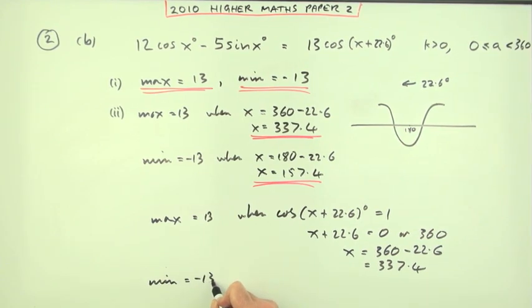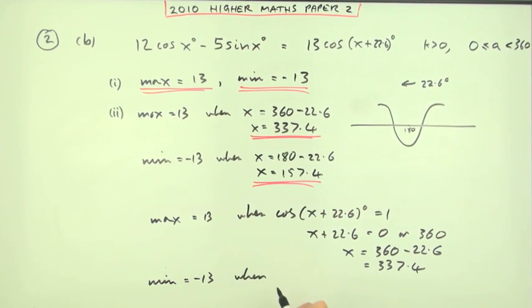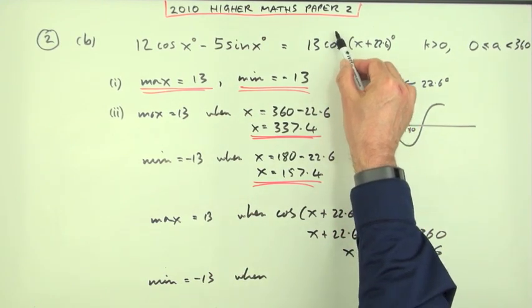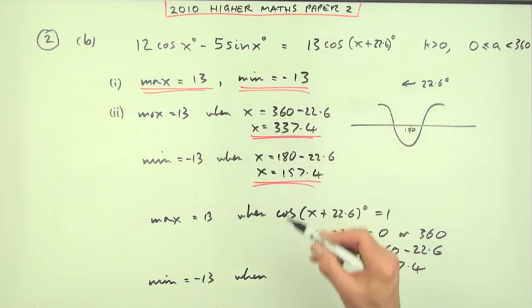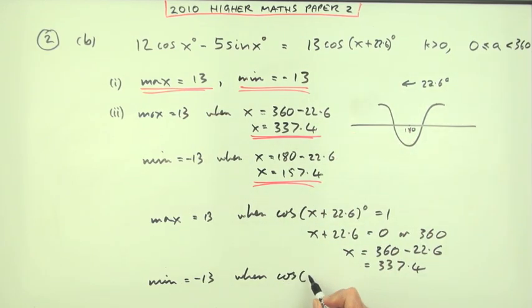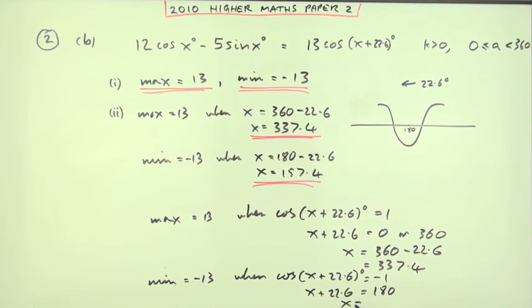And similarly for the minimum. Say, oh, the minimum's negative 13. How could that possibly happen? Well, the cosine only goes up and down 1, so that must happen when the cosine gives you negative 1. So when the cosine of x plus 22.6 degrees is negative 1. When does that happen? That should happen when the angle is 180. So that means that happens, in this case, when it's 180 minus it, so that's the 157.4 again.